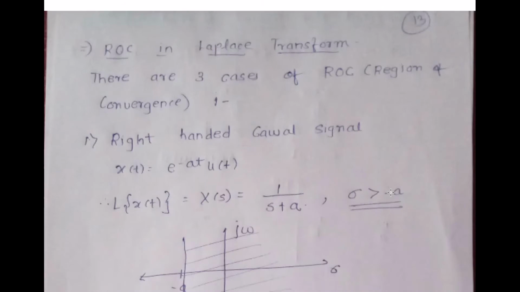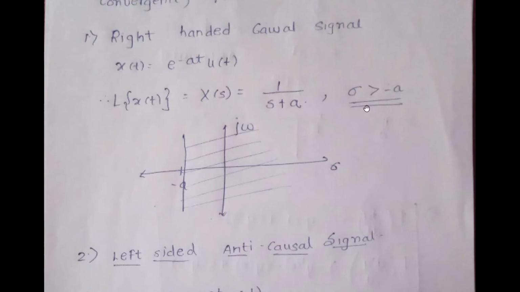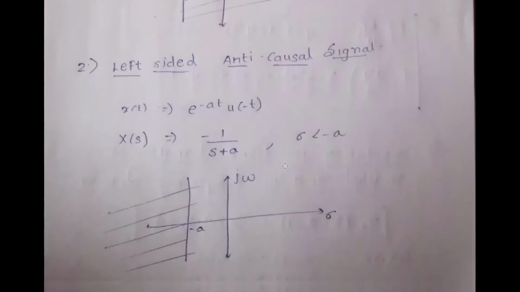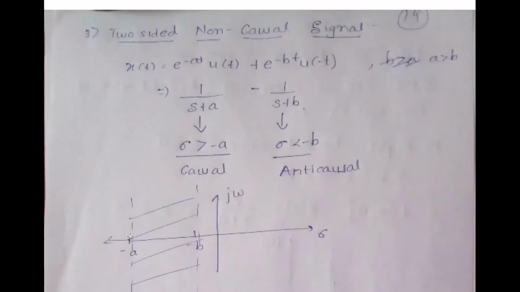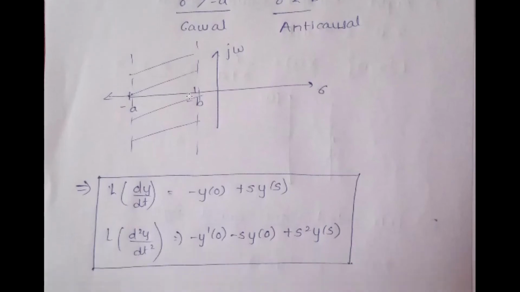A right-handed causal signal is given as u of t, with sigma greater than minus a. This is the graph. A left-handed signal is u of minus t, with sigma smaller than minus a, whereas a two-sided non-causal signal is a combination of greater than minus a and smaller than minus b, which is a combination of causal as well as anti-causal signal. Hence we have greater than minus a, smaller than minus b. This is a part of my ROC. So this is very important for you to understand.